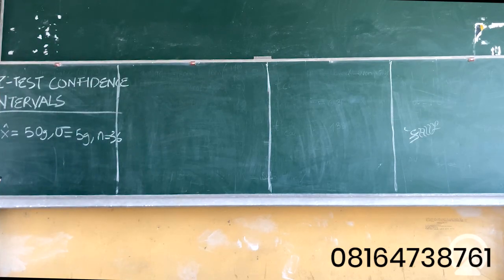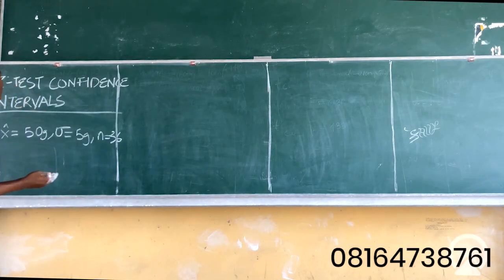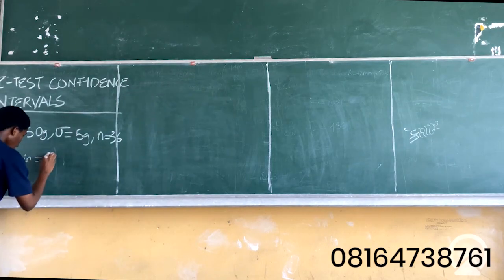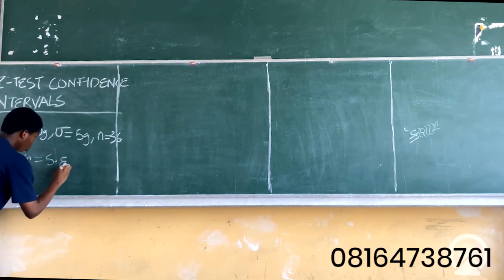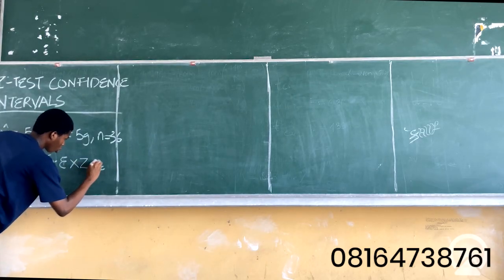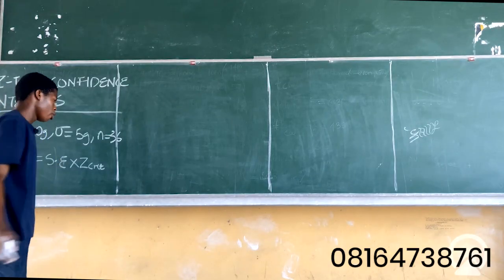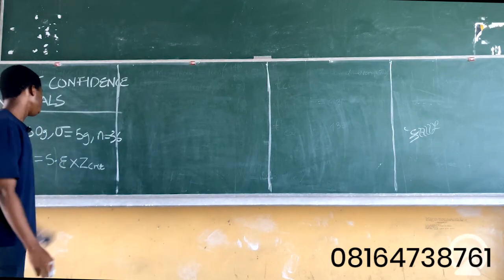So now we are going to be finding the confidence interval, which is a safe margin for making a conclusion. To find the margin of error, it is given as SE multiplied by the Z critical. So now we are going to calculate the standard error and also find the Z critical value.